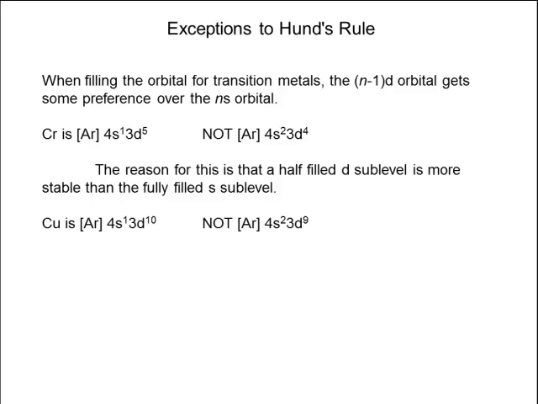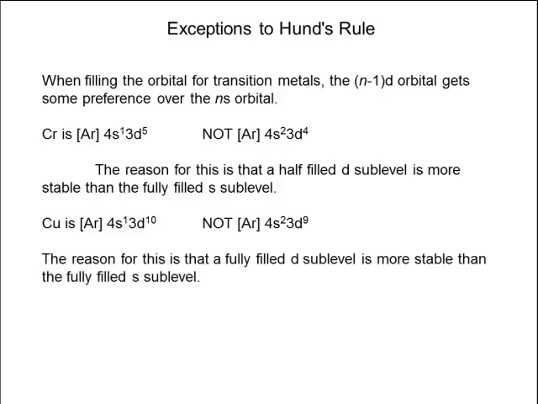The other column we have to look at is the column that contains copper. Copper is s1d10, not s2d9. Why is that? Similar to what we said previously, this time having a fully filled d sublevel is going to be more stable than having that fully filled s subshell. It takes 1 electron away to get that fully filled d subshell. That's more stable. It's okay with having a half-filled s subshell as long as that d subshell is either half-filled or fully filled. So the elements in that copper column, silver and gold, are going to typically be s1d10 instead of s2d9.